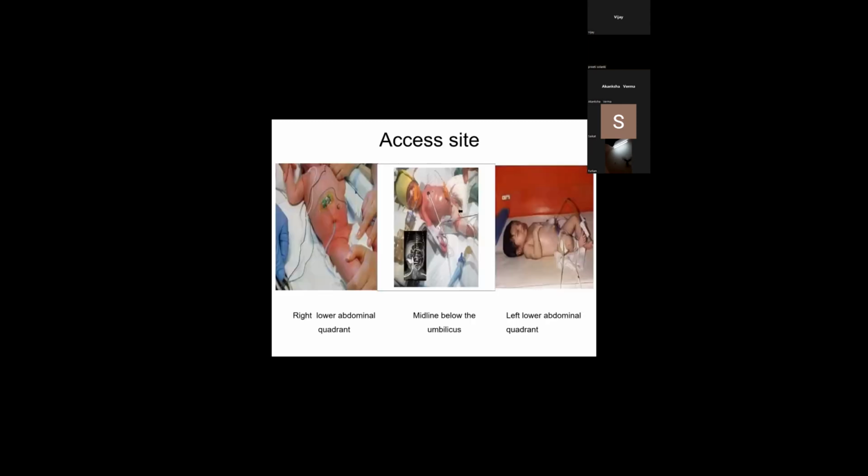Now, coming to the access site for the peritoneal dialysis catheter. From the left, the image shows a peritoneal dialysis catheter placed in the right lower abdominal quadrant, and in the middle image a peritoneal dialysis catheter has been placed in the midline below the umbilicus. In the rightmost image, the PD catheter is placed in the left lower abdominal quadrant. So the most common site is just below the umbilicus in the midline. It can also be placed in the right and left lower abdominal quadrant. But in a study of 2014, the PD catheter was placed in the left upper quadrant also, and no complications were noted in this. So we can also use this quadrant.